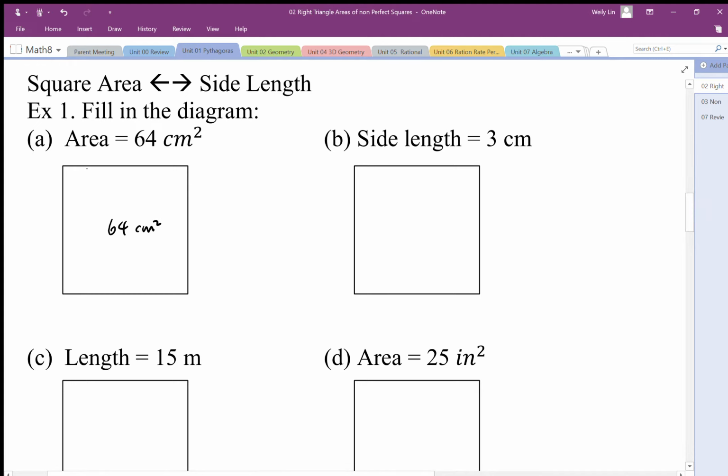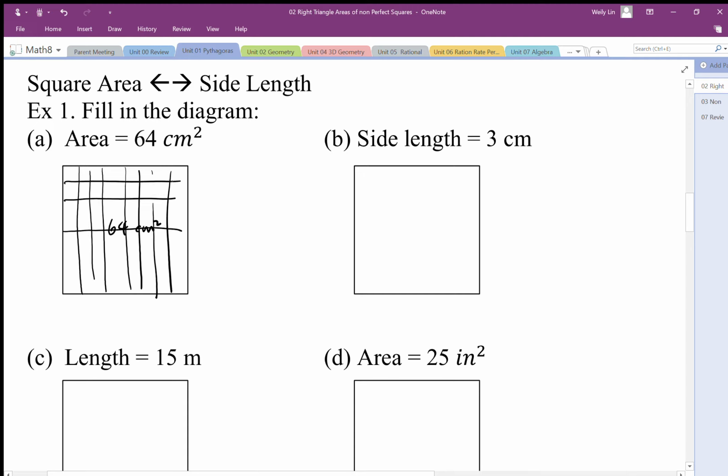So if I want to draw 64 squares in here, I need to have 8 along one side, 8 along the other, and by doing so I can get 64 squares in here. If I count it 1, 2, 3, 4, 5, 6, 7, 8, I have a side length of 8 centimeters to do that. Okay, so we can draw this and get that. However, and it's a perfect square, so it works out nicely that we can get a whole number side length.